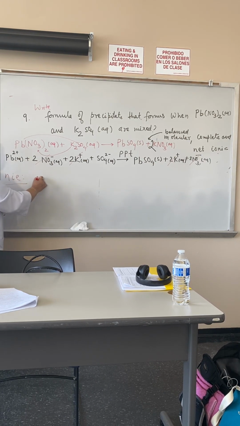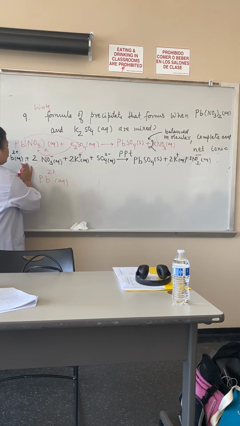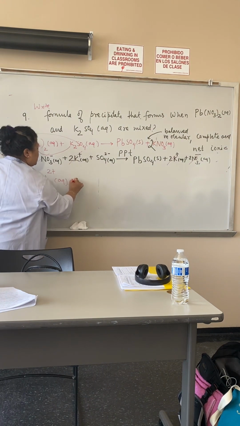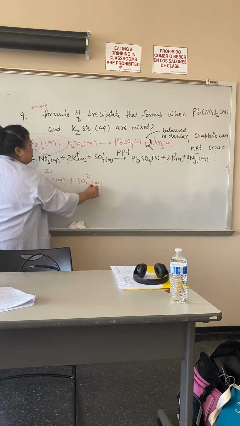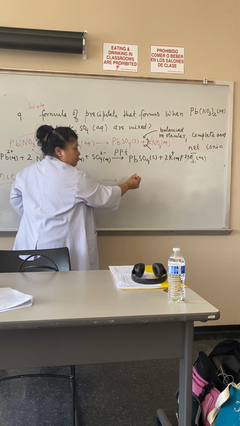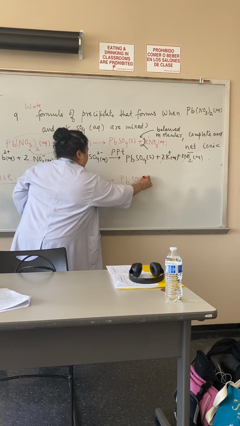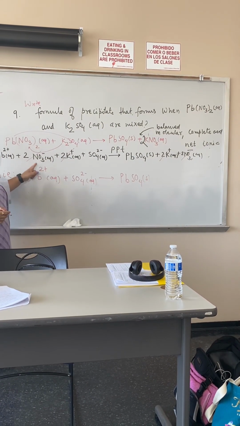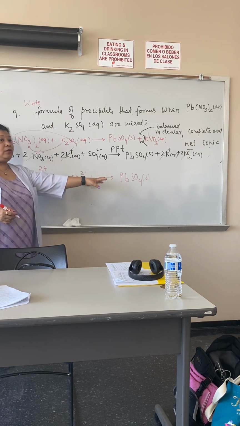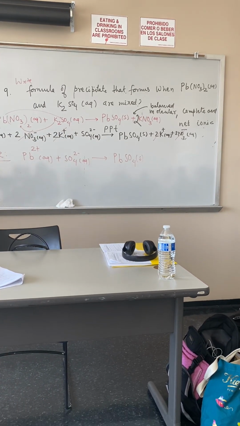So what is left? We have lead 2 plus here on the reactant side. What is another? Sulfate ion left. And on the product side, we have lead sulfate. And it needs to be balanced automatically. And this looks good. +2, -2 overall neutral. Good, that's it. Okay, thank you.